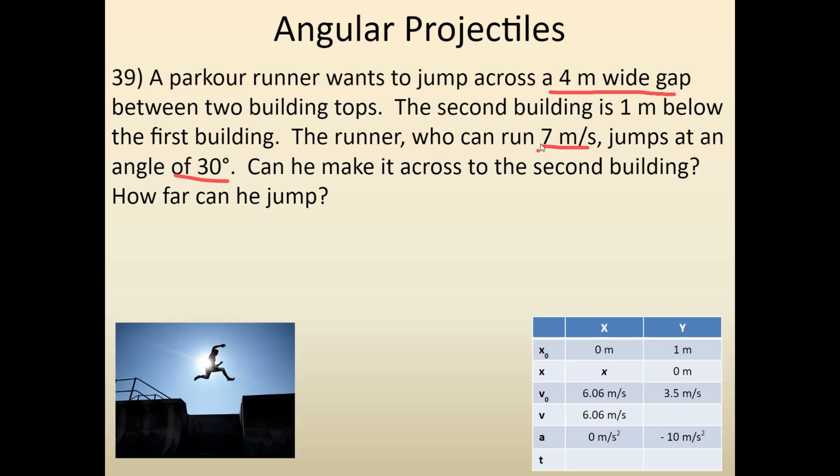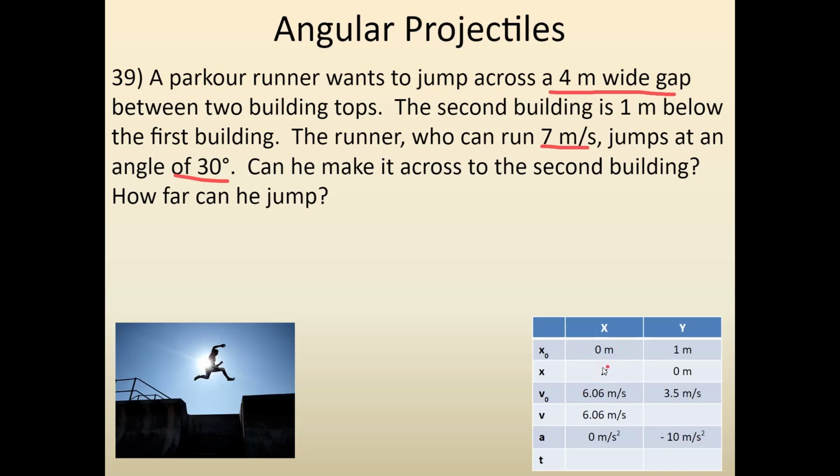So just keep in mind that not every number they give you gets put into these charts or gets used, because sometimes numbers are reference numbers. But the way I set it up looks like this. Because the second building is 1 meter below, I said that the first initial position is 1 meter up in the air and that the second building is actually at 0. But besides that, it's pretty straightforward.